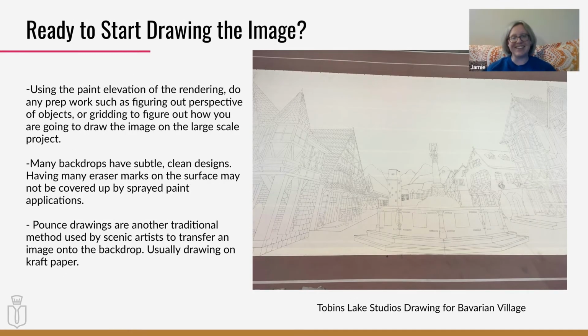So are you ready to start drawing? We've talked so much about everything except for painting and drawing. So using the paint elevation of the rendering, you can do any prep work such as figuring out perspective of objects, or you may decide to grid to figure out how you're going to draw the image on the large scale project. A lot of times what I will do is make a photocopy of the paint elevation. That way I can stick a piece of tracing paper over it, or I can just draw on it directly.